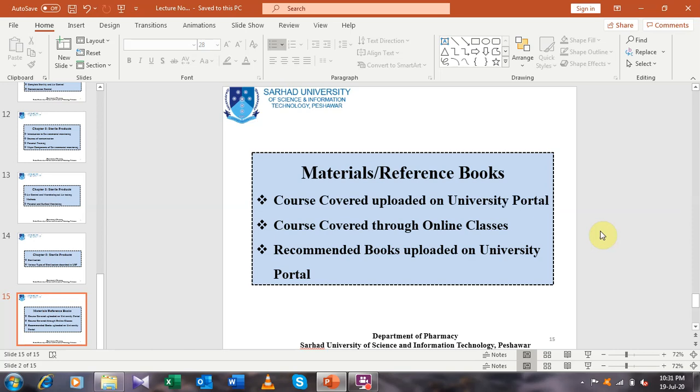Materials of reference books have been already uploaded on the university portal. You can access them through your RD, and courses covered through online classes. We have covered the courses so far, and our medium of covering these topics was online Google Meet classes as per the timetable, and recommended books uploaded on the university portal. You can access the particular topics that we have discussed in detail, and all the materials have been successfully uploaded on the university portal.